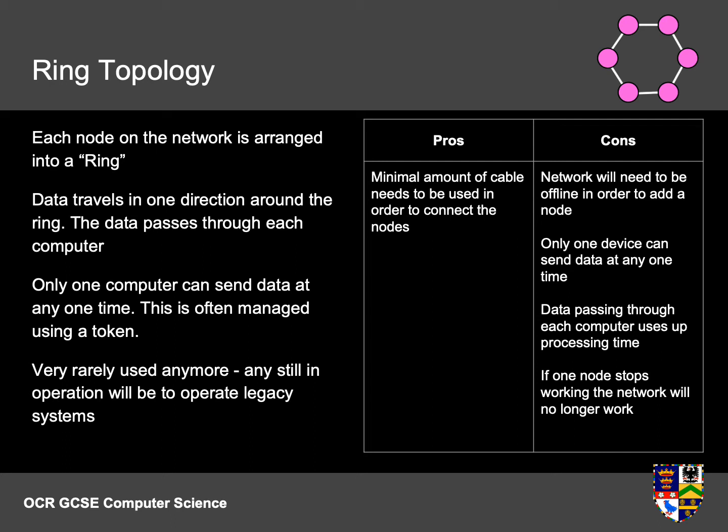And a major issue with the ring topology is if one of those nodes, one of those little pink circles, fails, the network can no longer work, because the data can only travel in one particular direction, and it would hit a broken node and the data would essentially finish there.